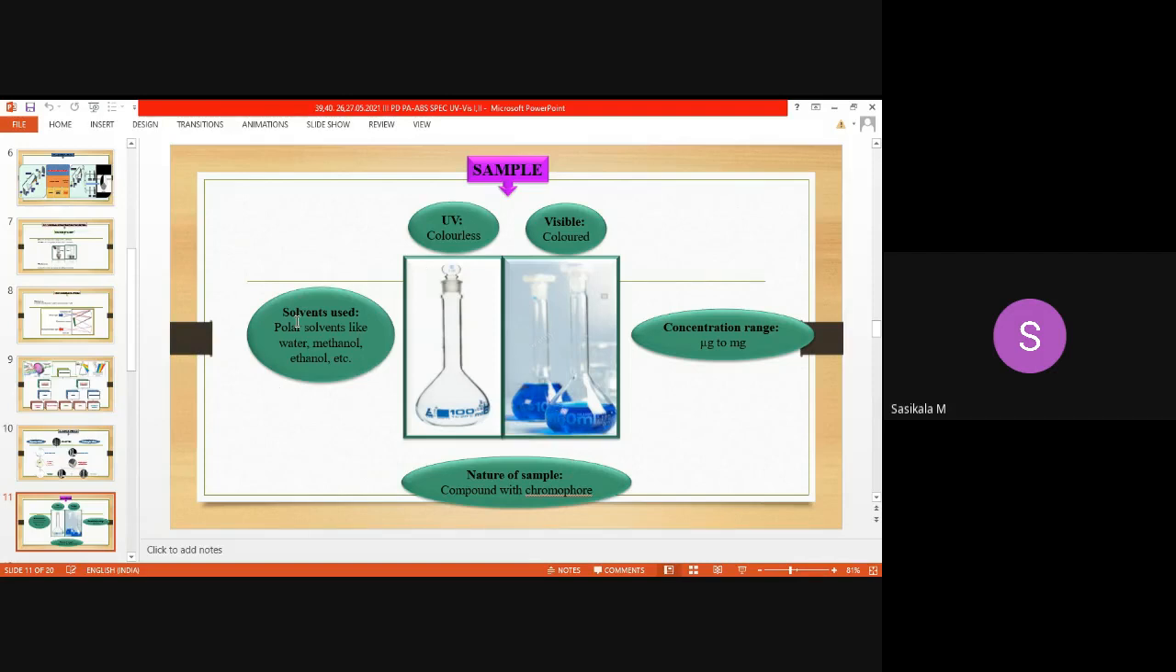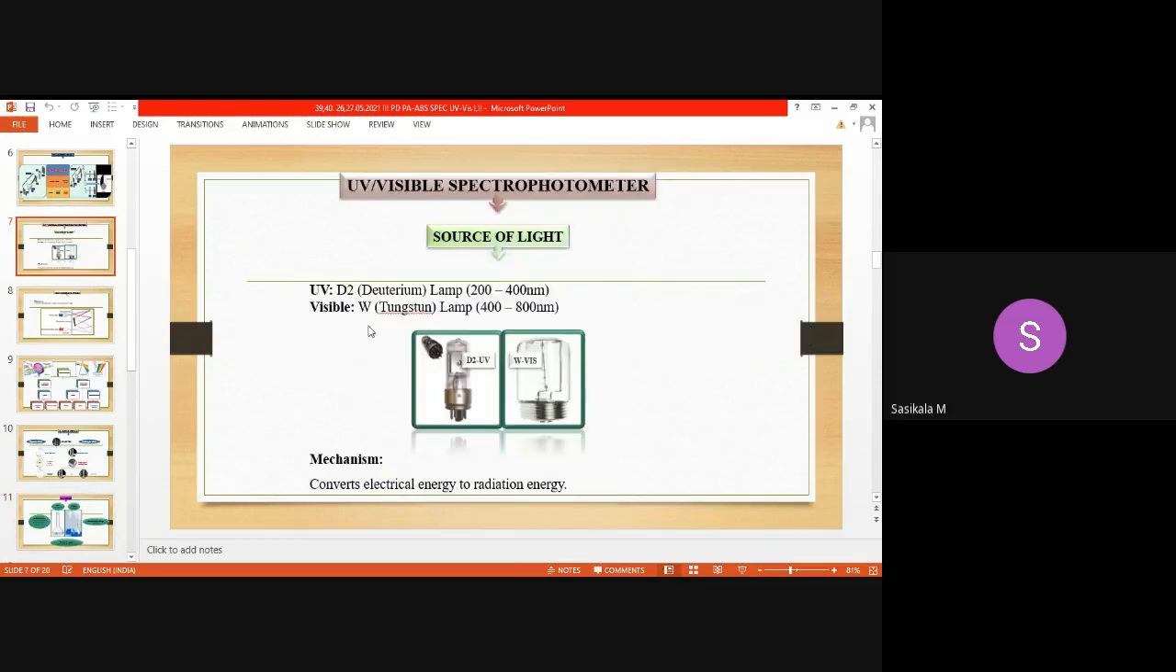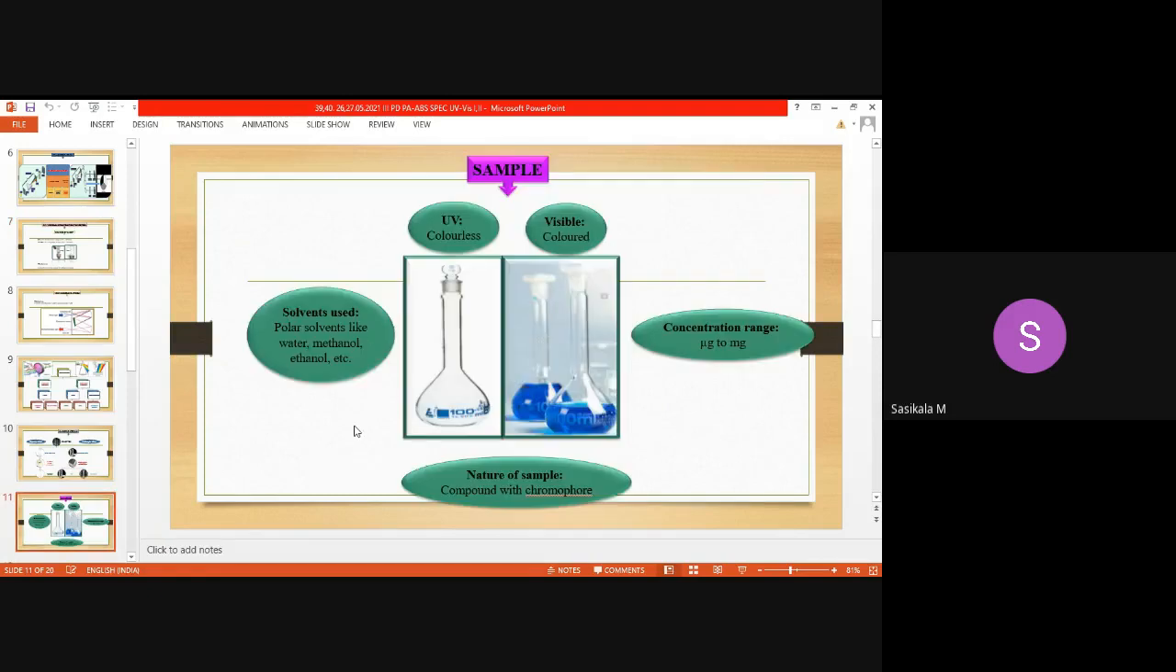Whatever solvent you prefer should not absorb in the UV visible range. It should not have any absorbance between 200 to 800 nanometer. If the solvent does absorb, you need to find out the wavelength at which your solvent absorbs in the UV visible range, and that wavelength is called the cutoff wavelength. I'll give you the cutoff wavelength spelling in the chat box now. Cutoff wavelength.